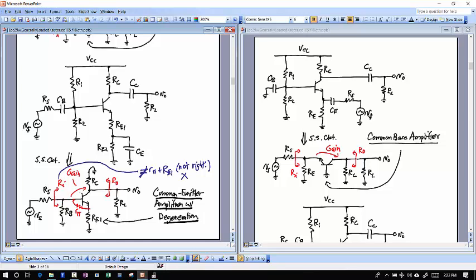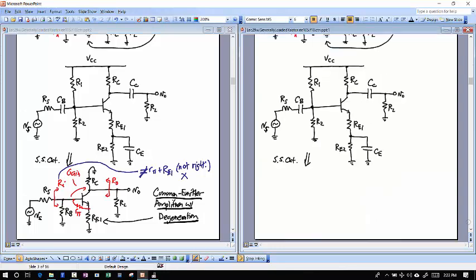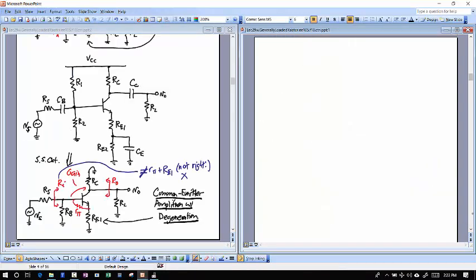Okay, so how do I go about attacking these other amplifier configurations? Well, you can't do it without first doing some work, but as soon as you do that work, stop doing that work. Okay, and that's where inspection analysis comes around.